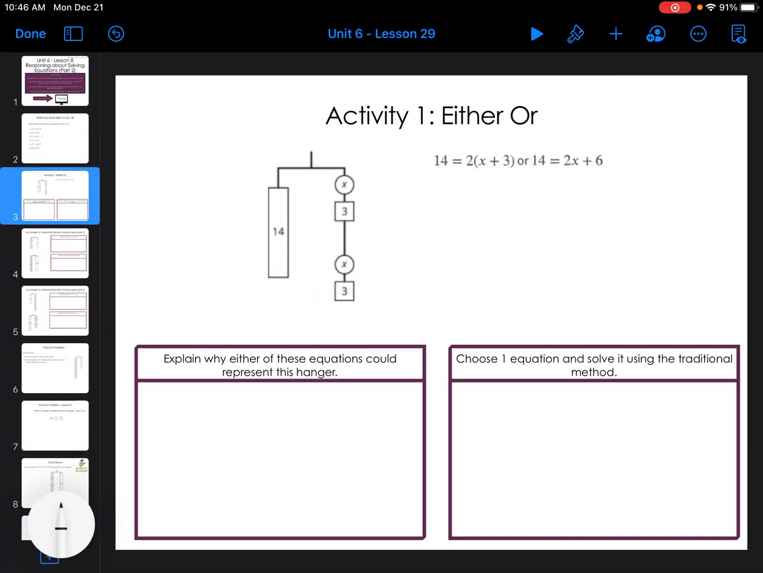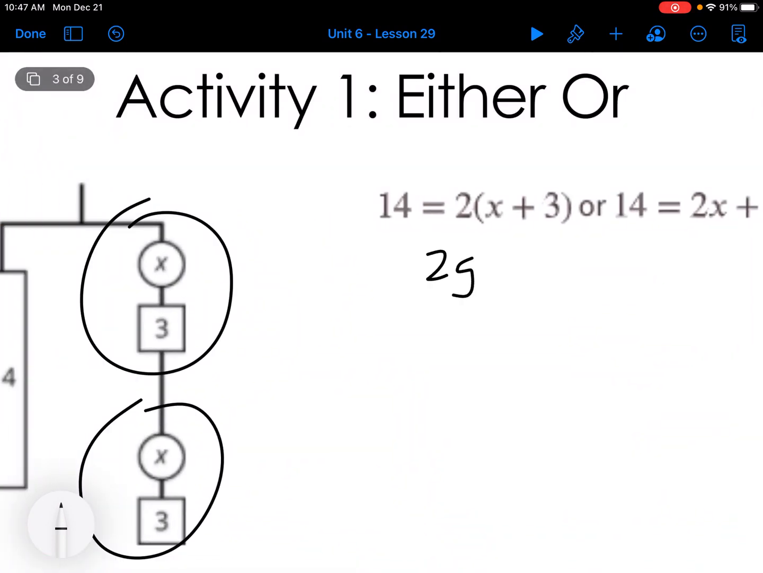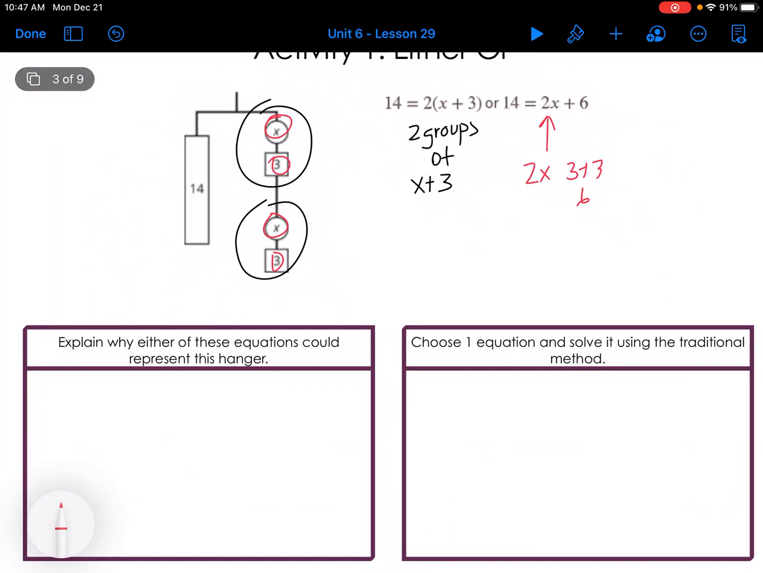For the next one, it says, explain why either of these equations could represent the hanger. So I have two groups of x plus 3. So this is two groups of, which tells me to multiply x plus 3. And then this one is where it's actually been solved out. I'm going to use a different color. I have two x's, and then I have 3 plus 3, which is equal to 6. So you can do it either way. Explain why either of these equations could represent the hanger.